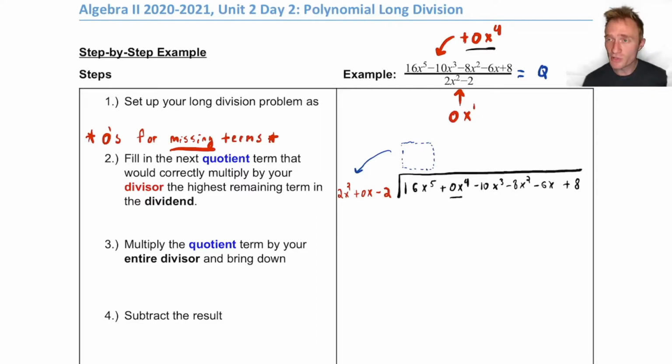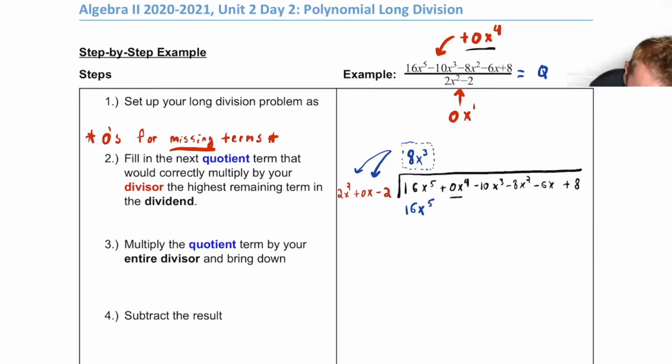I like to think of the numbers first. I need 2 to get to 16, so that's going to be 8. And then I need to build x squared up to x to the fifth, so I need 3 more x's multiplying. I need 8x to the third. 8 times 2 is 16. X squared times x to the third, we add their exponents, x to the fifth power. So we have 8x to the third.